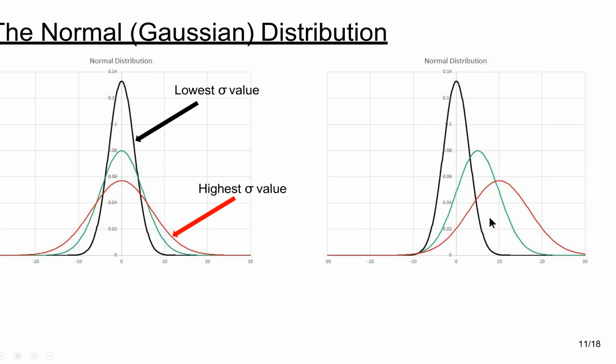The other graph over here is showing different means also. The lowest mean value for the population is 0 for the black line, and for the red line, it looks like it's 10. This number down here is 10. It also has the same larger standard deviation. They're not the same width.